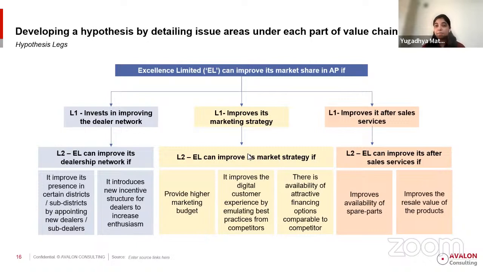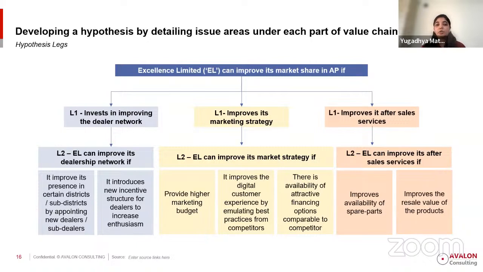Similarly, to give you another example, one of the ways you can improve the market share is to improve your after-sale services. Now, how will you improve your after-sale services? By essentially improving the availability of the spare parts or improving the resale value of the product. Because as we had seen earlier in the issue tree, for your after-sale services, three major components were repairs and maintenance and warranty. Now this becomes level one and then level two.